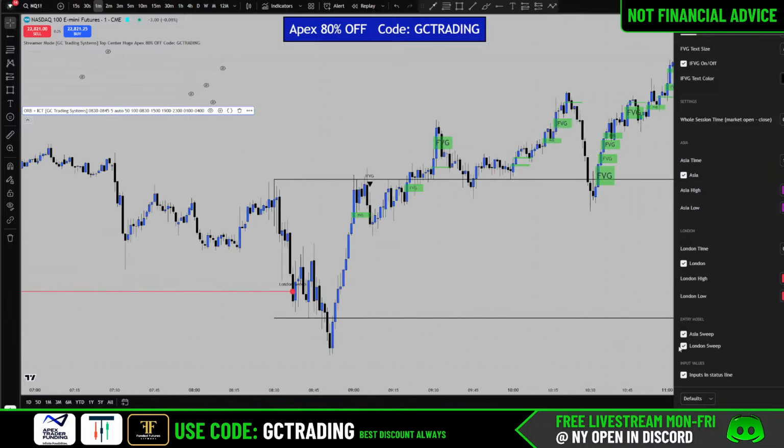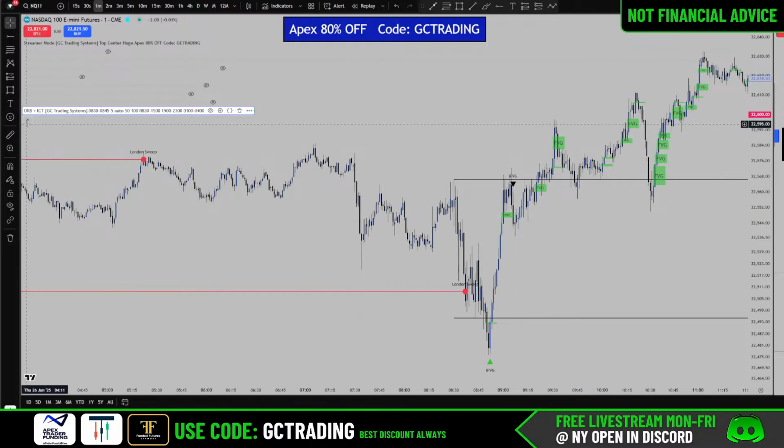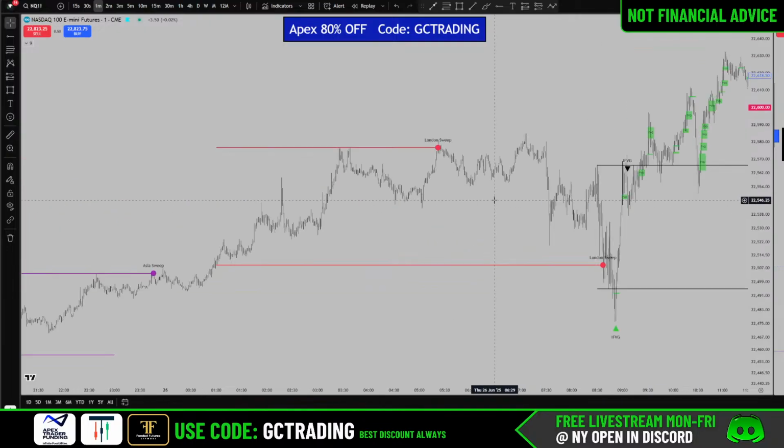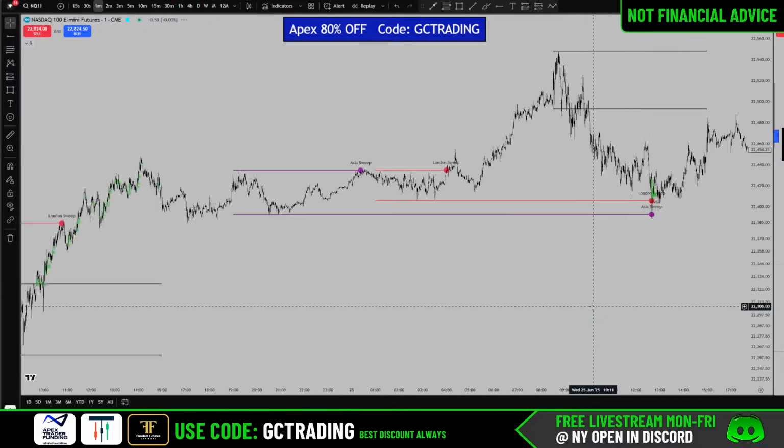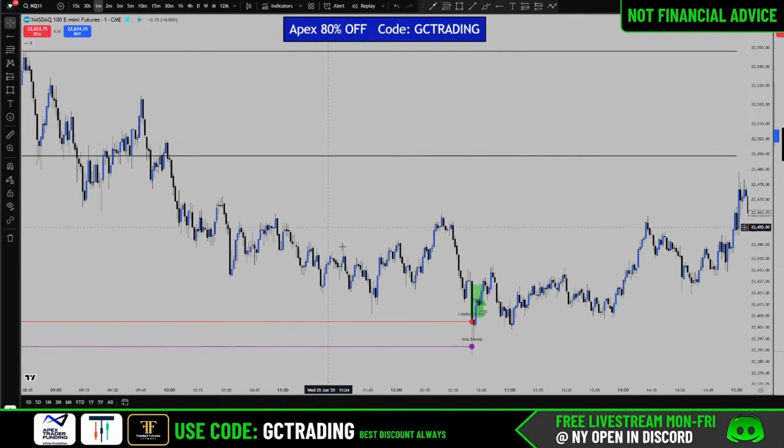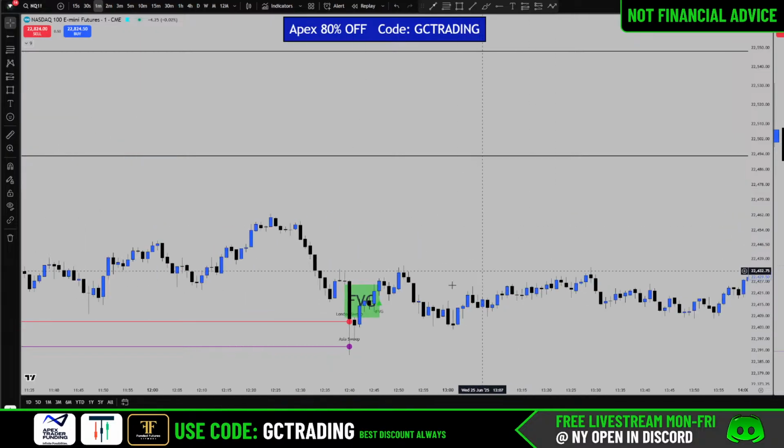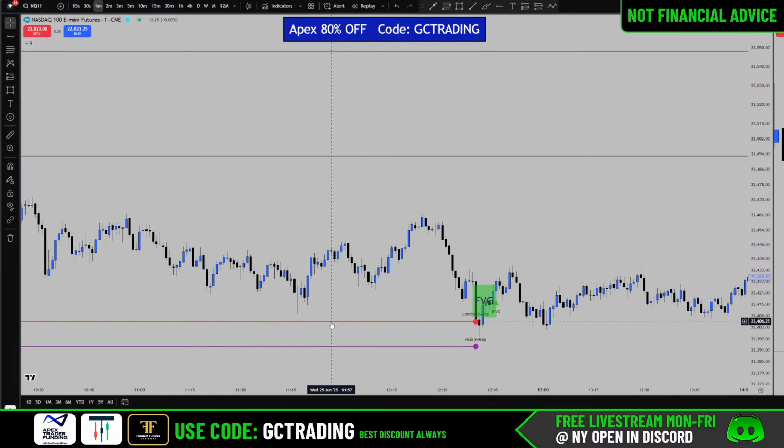Okay, but then let's say you only want London, right? Boom, right? So there it is. Then it gives you that sweep. Okay. And there's going to be a lot of updates on this indicator. It's going to be awesome. All right, so right here, it's giving you the sweep. There's your inversion right there after we take out London and Asia.